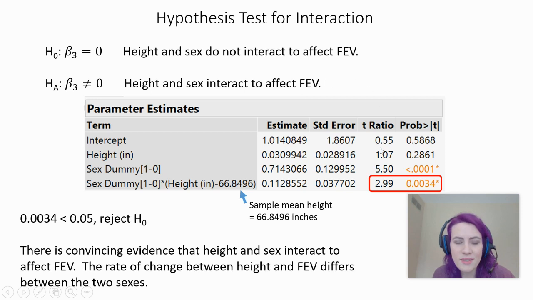It's a t-test, like our other tests for coefficients that we did a few videos ago. So the t ratio is our test statistic, and then the two-tailed p-value, we'll always use the two-tailed p-value for interaction, is right here, so 0.0034, which is pretty small. So we can reject the null hypothesis and conclude that, yes, there is a statistically significant interaction between height and sex, which is to say the height and FEV have a different relationship for males and for females.